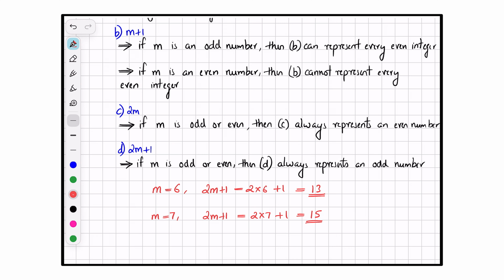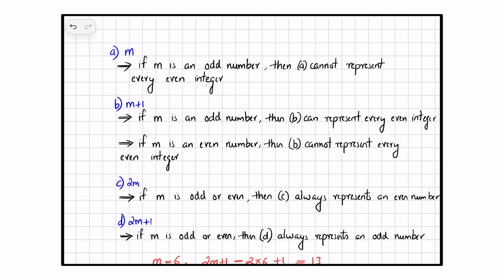So what you can see here is that when we do 2m, which is our option C, you will always get an even number, whatever be the value of m. So 2m will always result in an even number, and 2m plus 1 will always result in an odd number. So the third option is the correct option in this problem.